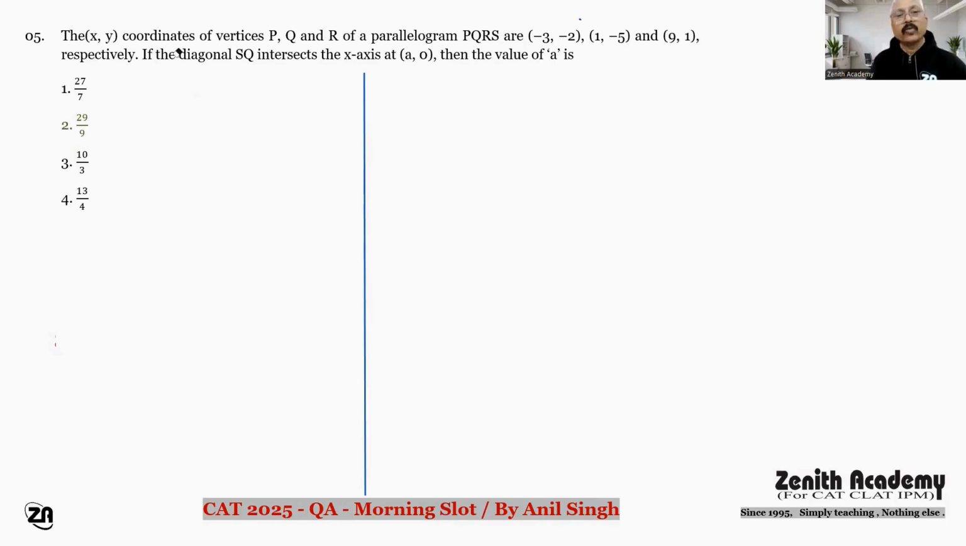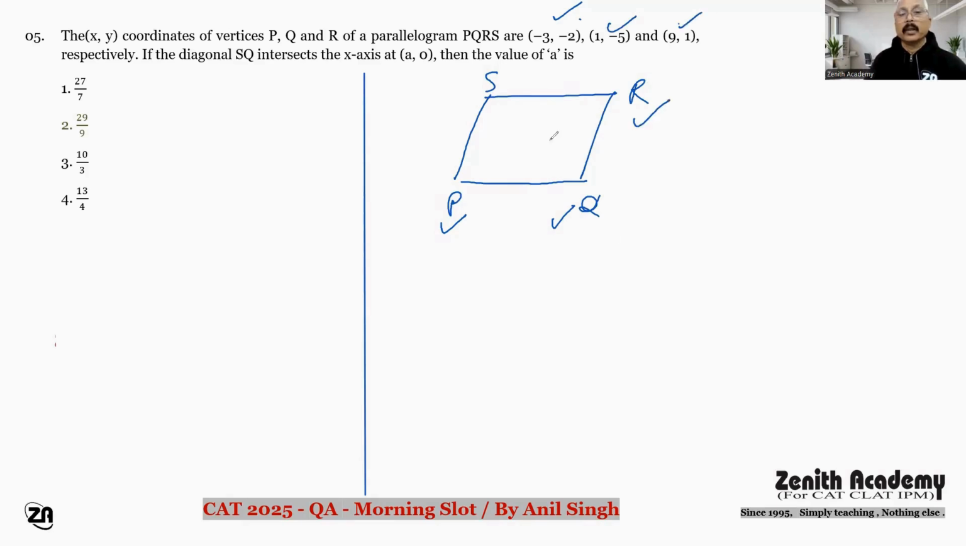So the question is: the xy coordinates of vertices P, Q, and R of a parallelogram PQRS are (-3, -2), (1, -5), and (9, 1) respectively. If the diagonal SQ intersects the x-axis at (A, 0), then the value of A. So actually this question is like, it is a parallelogram PQRS, and the coordinates of point P, point Q, and point R are given. S point's coordinate is not given.